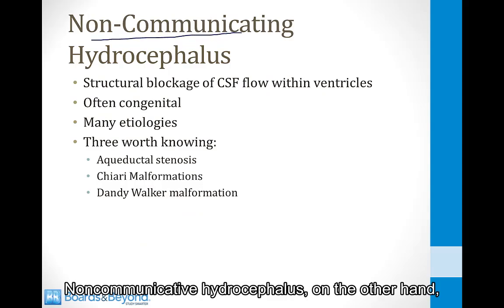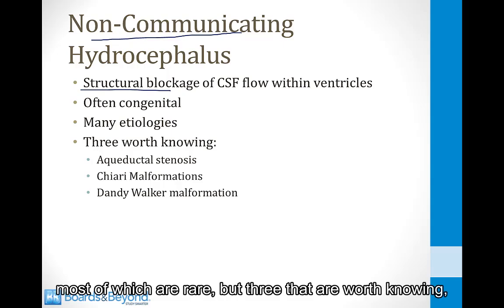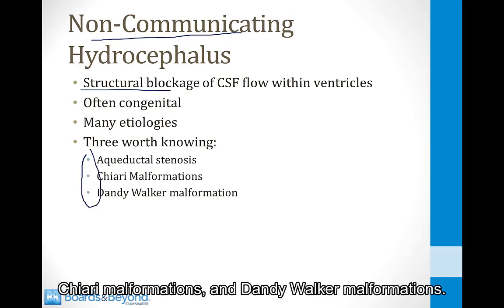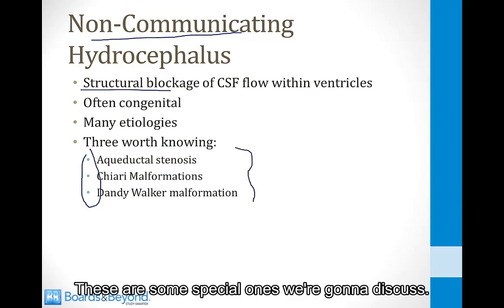Non-communicating hydrocephalus, on the other hand, is some kind of structural blockage of CSF flow within the ventricles. It's often congenital, and there are a lot of different etiologies, most of which are rare, but three that are worth knowing, and we'll talk about in this module, are aqueductal stenosis, Chiari malformations, and Dandy-Walker malformations. This can be caused by any mass lesion in the brain or brainstem that obstructs the CSF outflow. These are some special ones we're going to discuss.